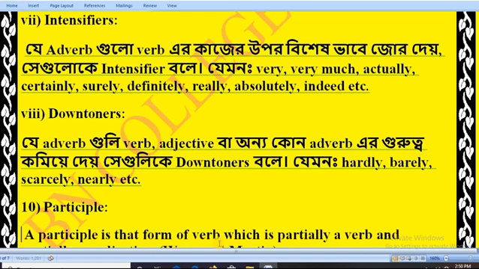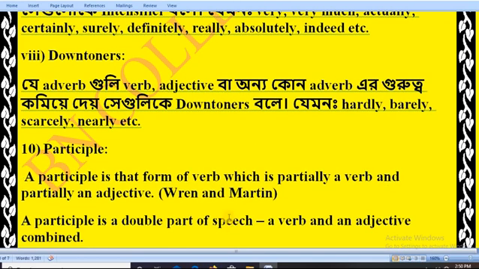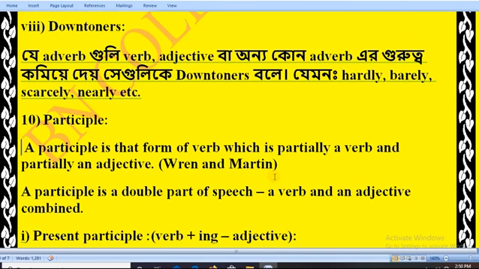You know, a participle is a word that forms a verb which is partially a verb and partially an adjective. Okay, according to Ren and Martin, a popular Indian writer, he has given a definition about participle.